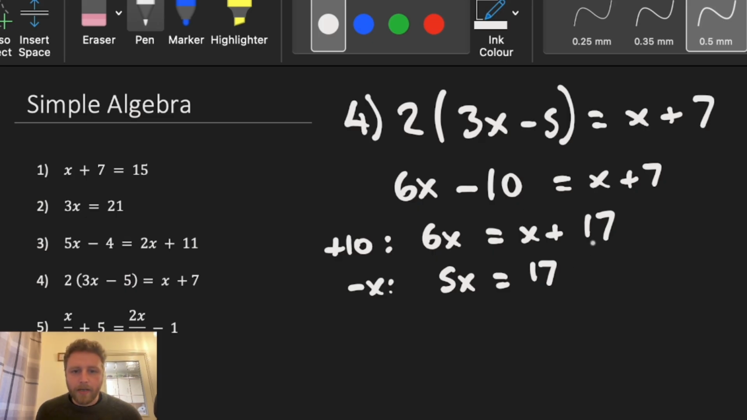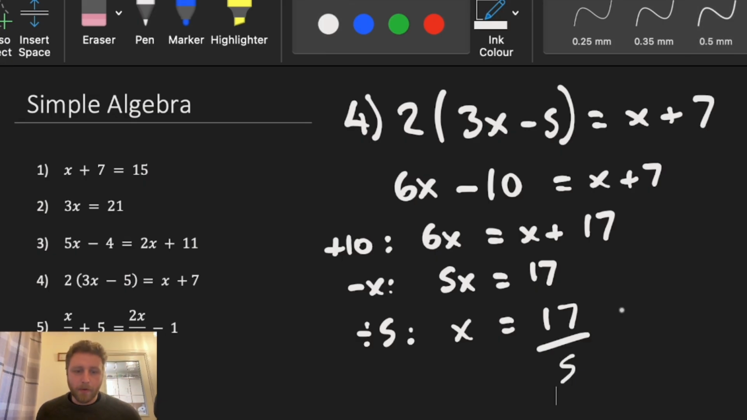And last but not least, we're going to get a bit of a fraction here, but what we can do, we can divide by 5. So divided by 5, x is equal to 17 over 5, and we can leave that as a fraction. So it just gives us a bit of an awkward number there, but we'll just leave it like that and move on to number 5.